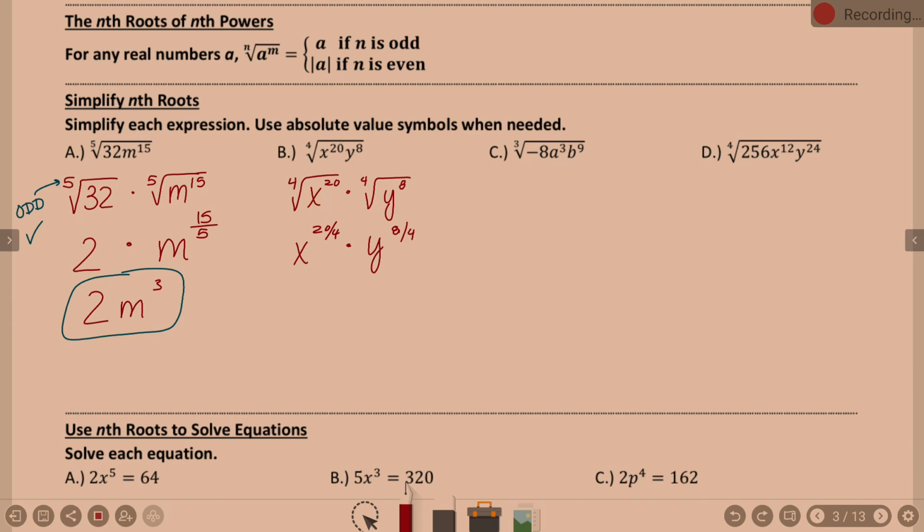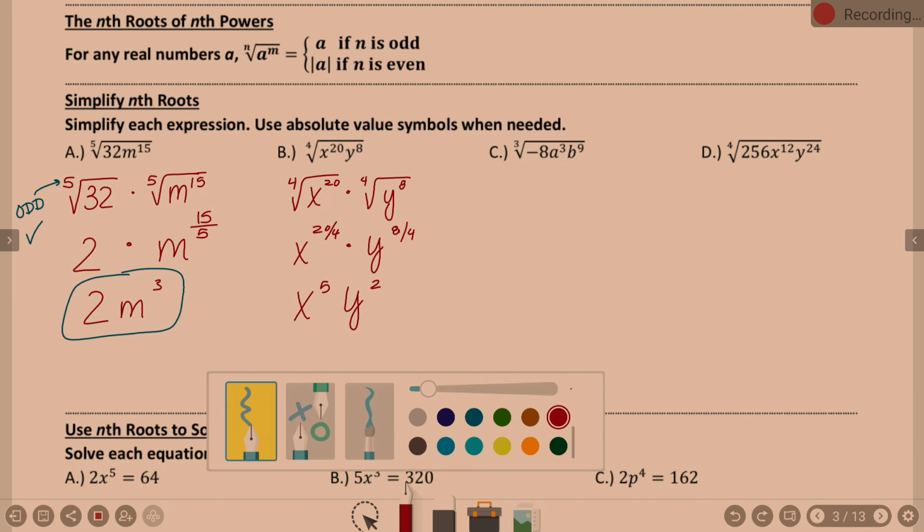These are going to clean up nicely usually today. What do you know about 20 divided by 4? X to the 5th. What about 8 divided by 4? Y to the 2nd. Okay. Now, I'm not going to box that yet. Okay, and I could have done this earlier, but I kind of waited.